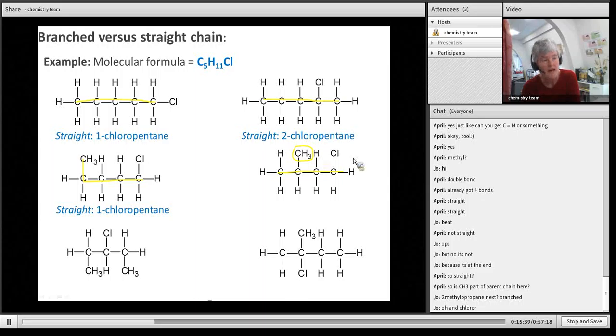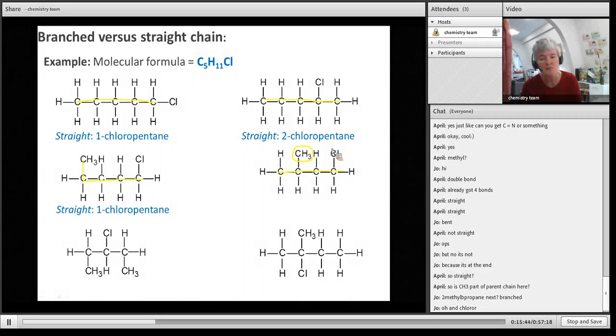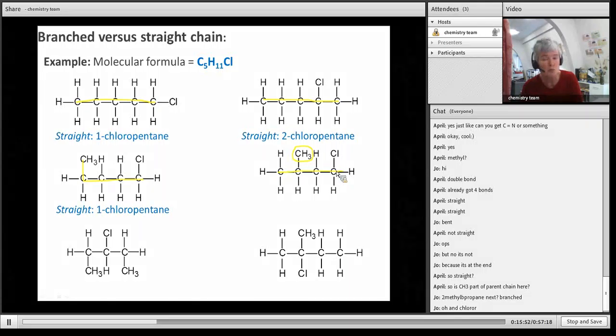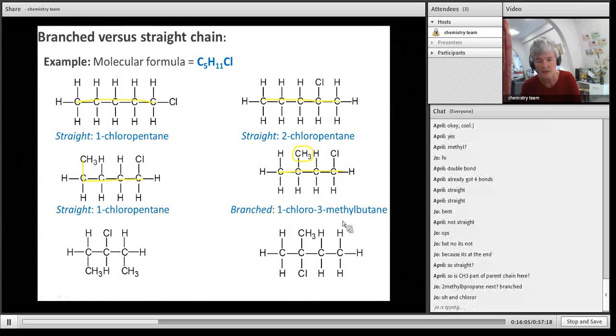And so remember what I said, when you start counting, you always give the lowest possible substituent number. So if I count from this end, it's 1 chloro, and if I start from this end, it's 2 methyl. Now 1 chloro is lower than 2 methyl, so it would be 1 chloro 3 methyl butane. Do you follow that naming pattern? Okay. And then what about this bottom left?